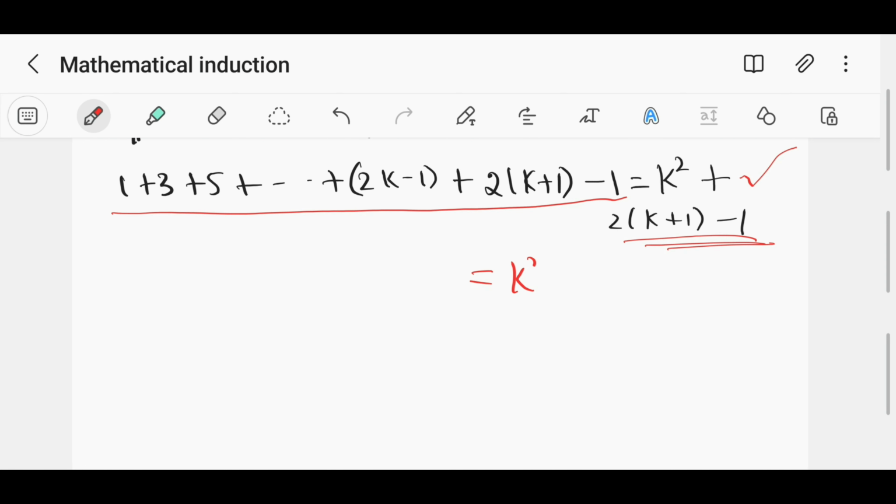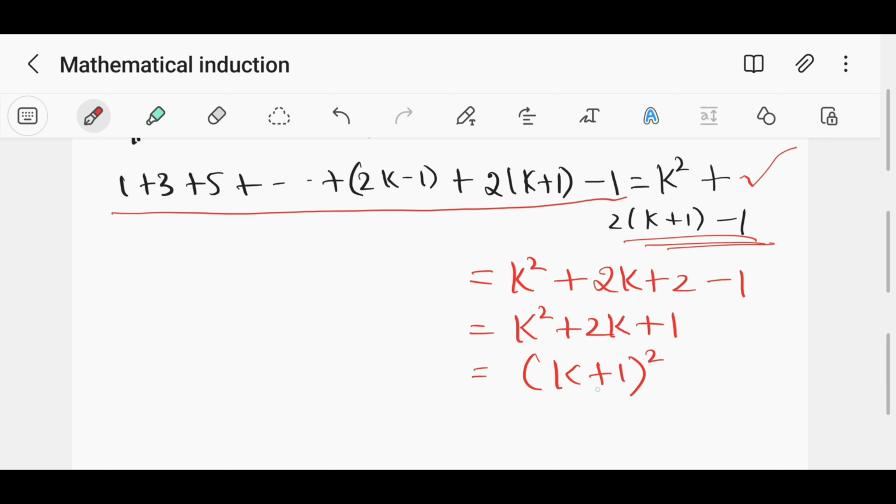So this will be equal to k square plus 2k plus 2 minus 1. This is equal to k square plus 2k, 2 minus 1 is 1. So what is this? k square plus 2k plus 1. You can write this as (k plus 1) the whole square. So if you expand it, what do you get? The (a plus b) whole square form: a square plus b square plus 2ab. So if you expand (k plus 1) the whole square, you get back the previous term.